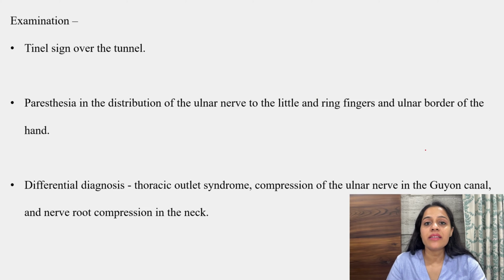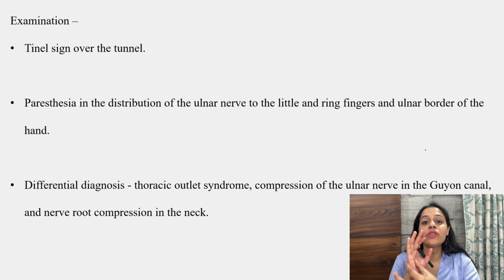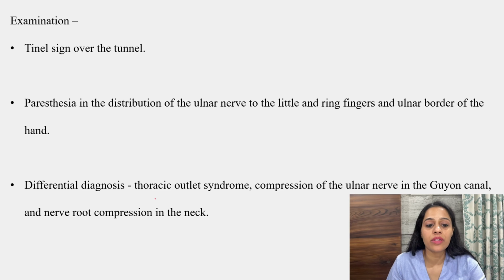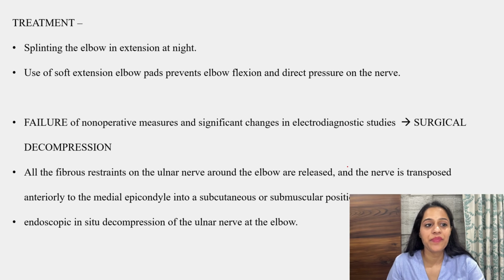On examination, there will be a Tinel sign. When you percuss over the tunnel, you will get a Tinel sign. There will be paresthesia in the distribution of the ulnar nerve, that is the little and the ulnar half of the ring finger and the ulnar border of the hand. There are a few differential diagnoses like thoracic outlet syndrome or compression of the ulnar nerve in Guyon's canal or nerve root compression in the neck.